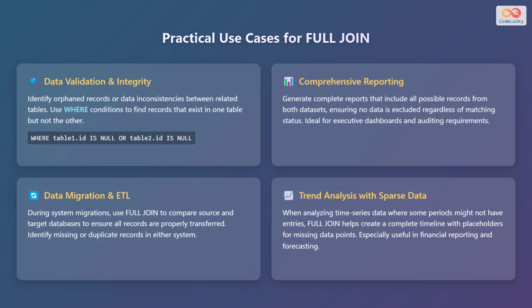2. Comprehensive reporting. You can generate complete reports that include all possible records from both datasets, ensuring no data is excluded regardless of matching status. Ideal for executive dashboards and auditing requirements. 3. Data migration and ETL. During system migrations, use full join to compare source and target databases to ensure all records are properly transferred. Identify missing or duplicate records in either system.